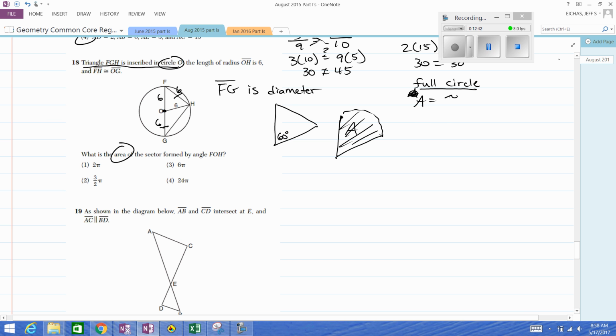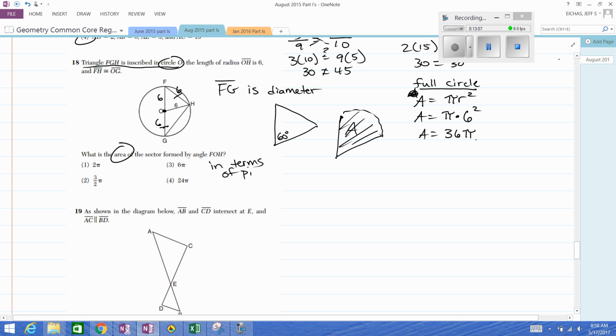So full circle, pi r squared, and the radius is 6, so in terms of pi, it's 36 pi. Now I kind of peeked at the choices. I don't see any decimal answers. I see all answers in terms of pi. So I simply left it that way. All right, now this is the full circle.